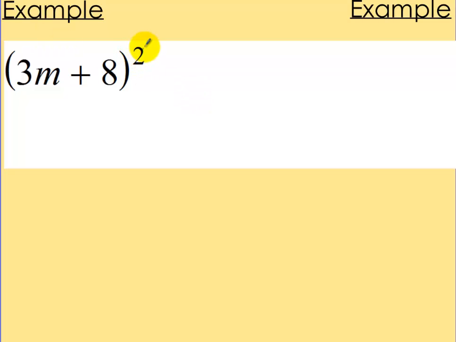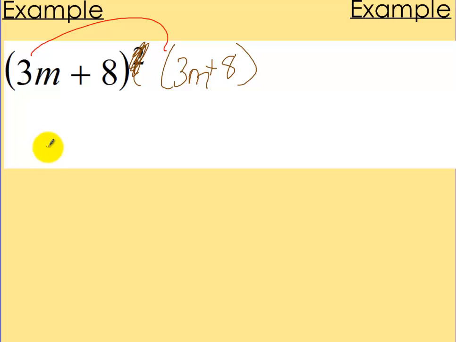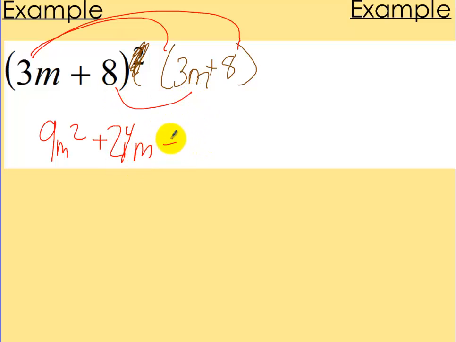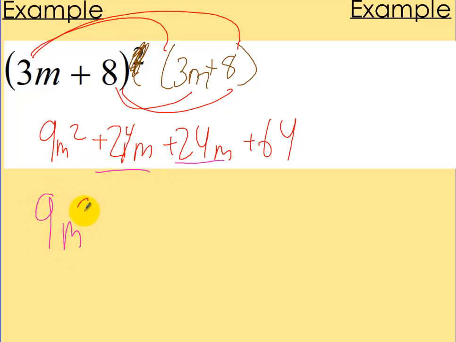I'm going to use FOIL. I've got a squared here. I'm just going to erase that squared and write 3m plus 8 again. M, not n. And now I'm going to FOIL that. So 3m times 3m is going to be 9m squared. 3m times 8 is plus 24m. 8 times 3m is plus 24m. And 8 times 8 is 64. So adding those up, I've got like terms on the 24m, so it's 9m squared plus 48m plus 64. That's it.